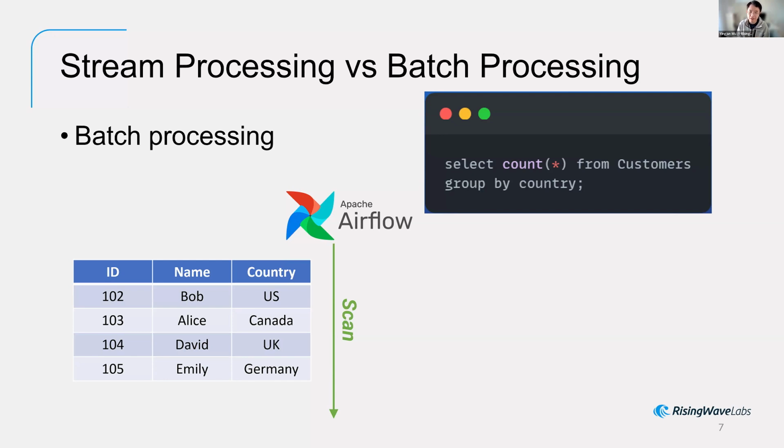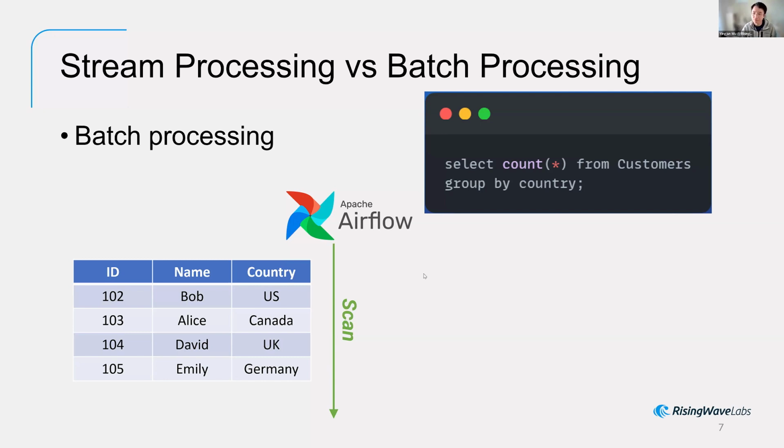So if you want to have something like scheduled computation, then probably you can use some orchestration tools such as Airflow, right, to orchestrate and to set the timers, right, for every single hour, let's trigger the computation and generate the results. That's batch processing.